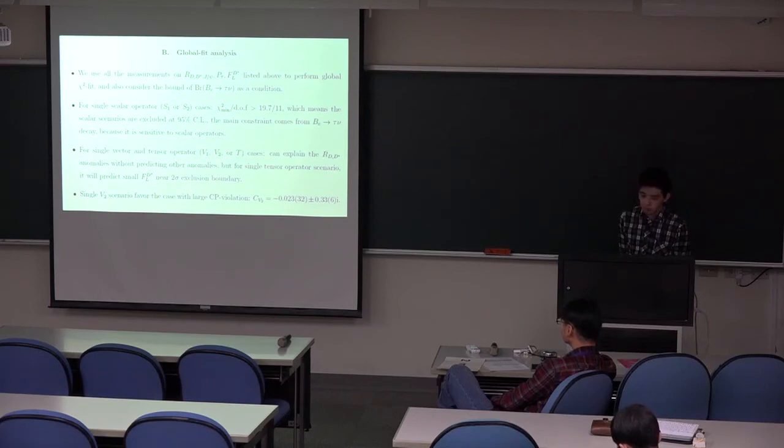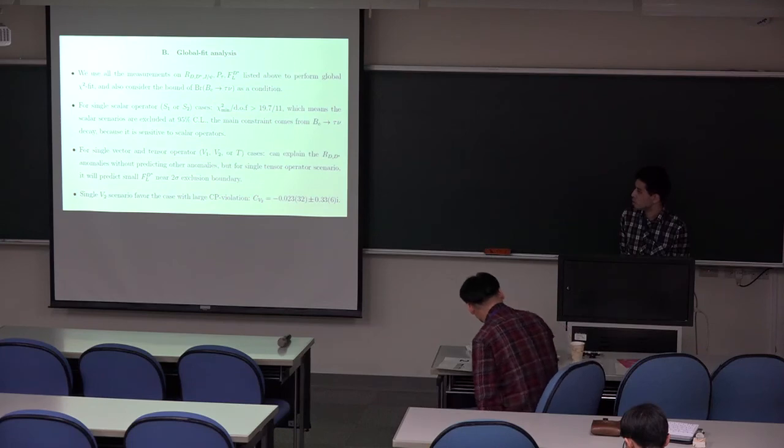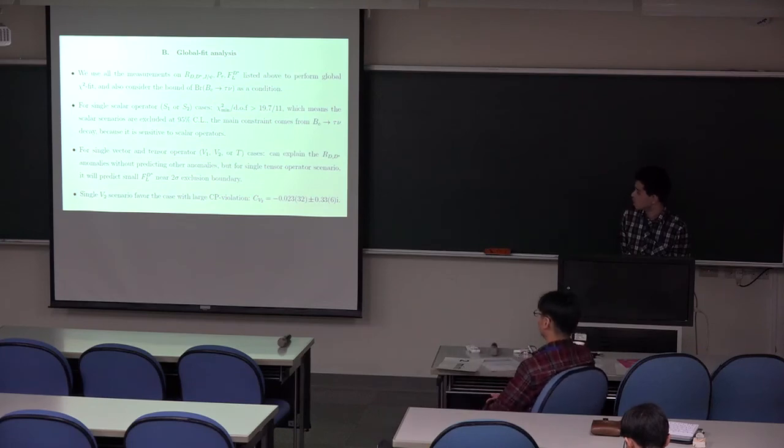That's because the strict constraint from the DC to tau nu decay. This is consistent with the conclusion in previous work. And a single vector or a tensor operator can be used to explain the anomalies, but for a single tensor case, it will predict a very small star projection. It is close to the 2 sigma exclusion boundary. For the V2 scenario, it favors large CP violation.